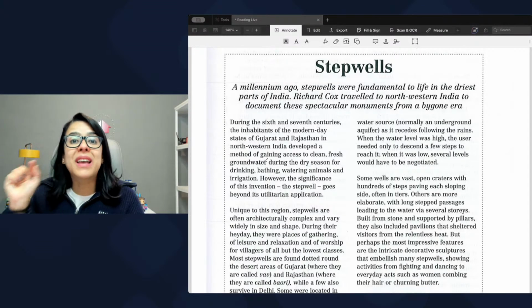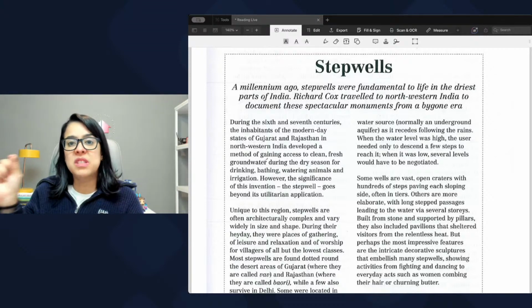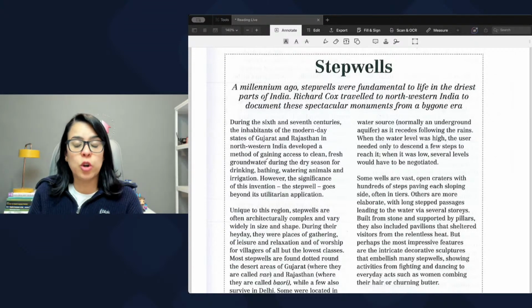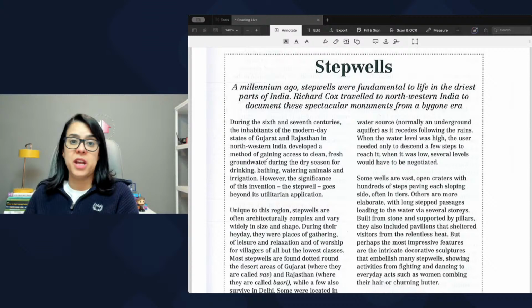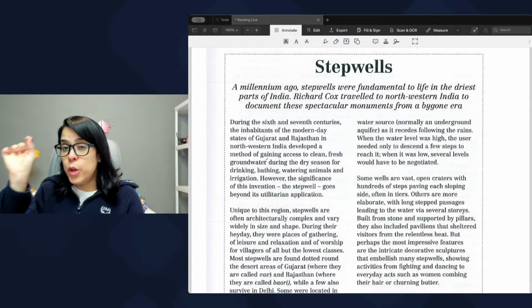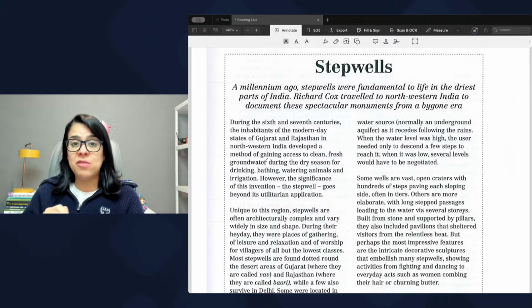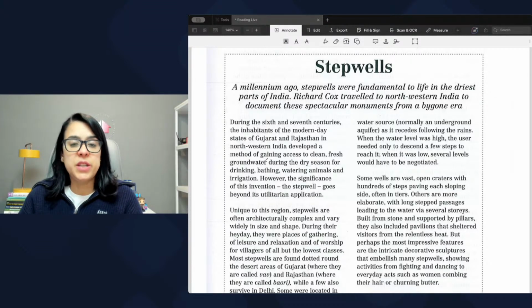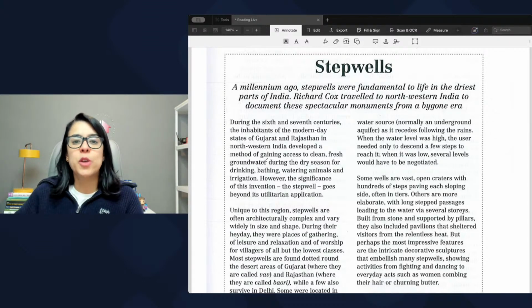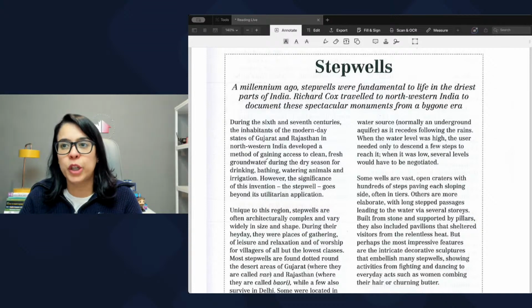So I'm going to scan the text. You have to use this very important reading technique called scanning. Scanning is the main technique that you're going to use in IELTS. So you're going to scan and try to find any information that refers to all over the world, worldwide, or different regions, different countries. So, can stepwells actually be found in different parts of the globe?